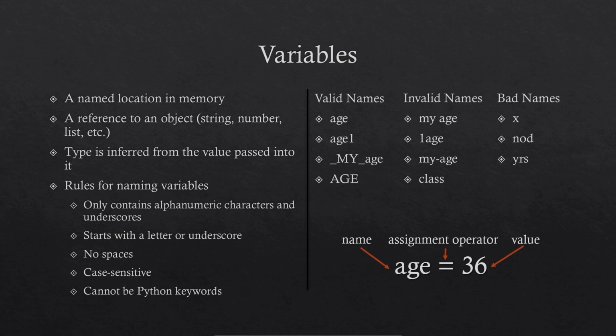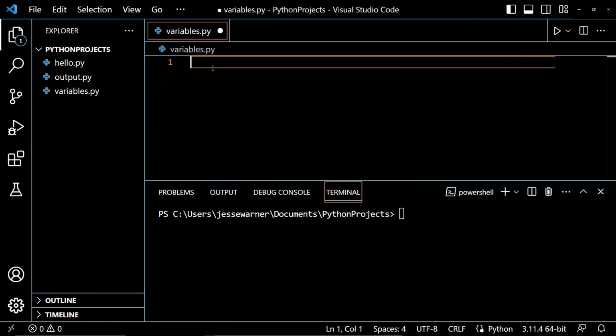Let's jump into Visual Studio Code and practice making some variables. For our first one, we'll give it the name age and then use the equals assignment operator to give it the value of 36. Now, to use a variable, we simply take this name that we gave it and type it somewhere else in the program.